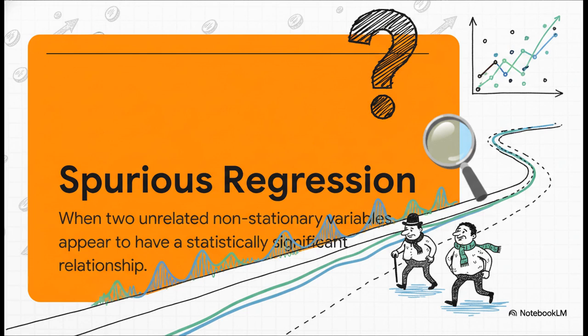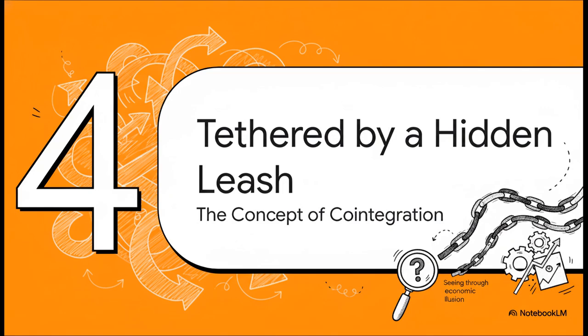You get what's called a spurious regression. It's just like seeing two drunkards stumbling in the same general direction. You might look at them and think, hey, they're walking together, but really, it's just a coincidence. Their paths just happen to look similar by pure chance. So how in the world do we see through this illusion? How do we know if it's a real connection or just random stumbling?